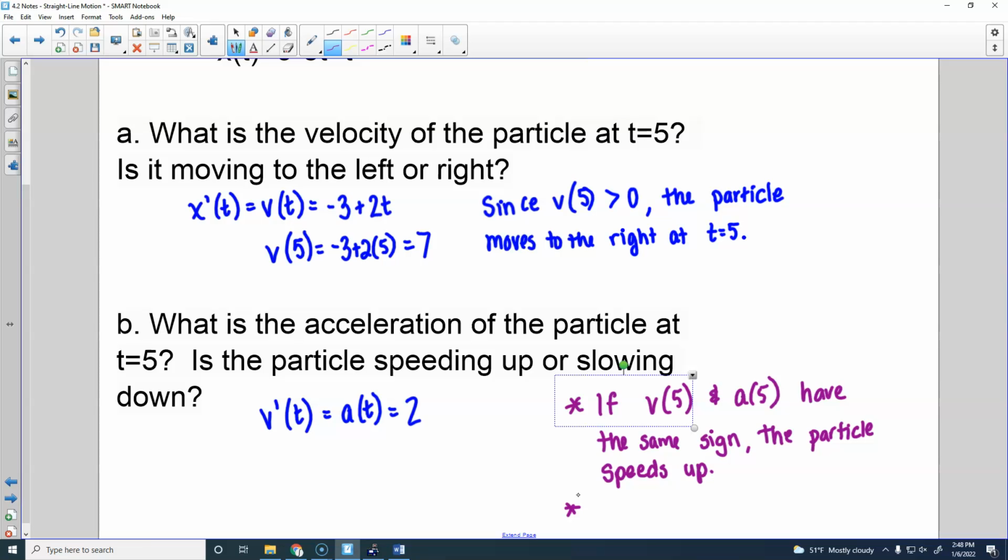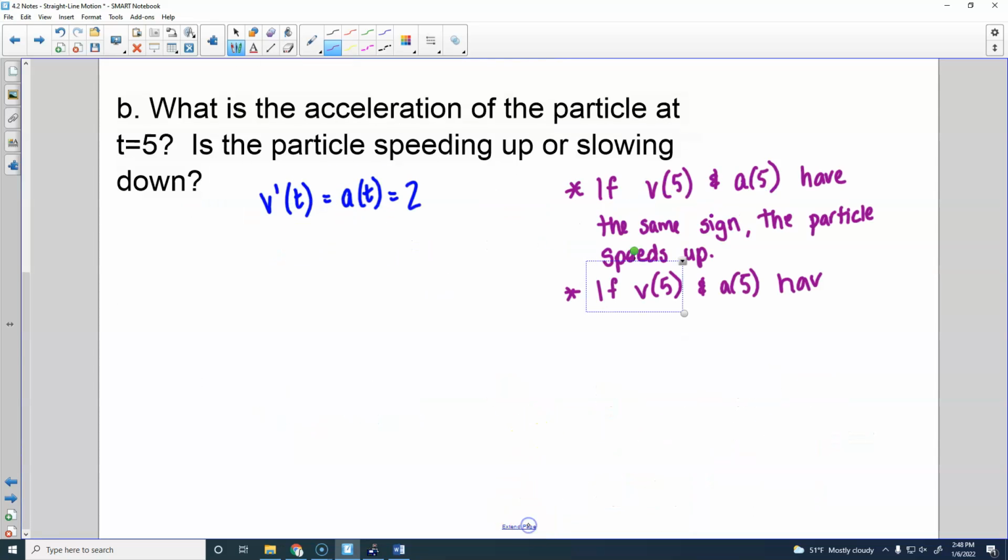If you have different signs, so if v of 5 and a of 5, yeah, you could put v of t. It just has to be at the same point for you to be talking about it. So you wouldn't compare v of 5 and a of 3. That wouldn't make sense to do. So it has to be the same number. Yeah, because you're talking about one singular point. Yeah. It's the same number. Right. Have different signs.